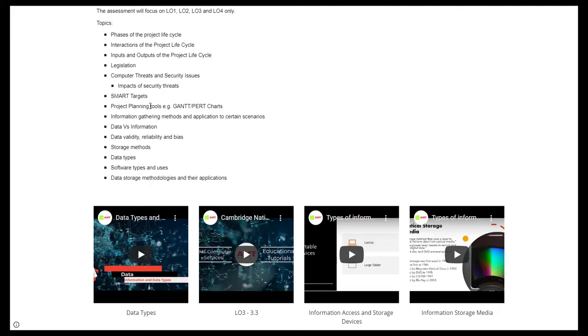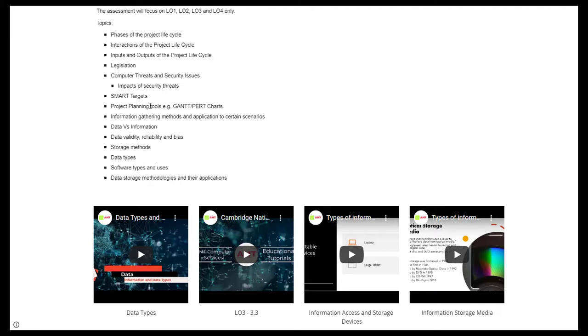You need to understand the information gathering methods and the application to certain scenarios. This is what we've been looking at in LO3. There's going to be a little bit more in this exam, and it's going to be similar questions, but it's looking at why would a business use an interview, for instance, over a questionnaire, and they're the sort of things that you need to know firmly so that you're able to discuss them. You need to be able to discuss data versus information, and how data doesn't have context and information does, and that formula that you all should know by now of what makes information.